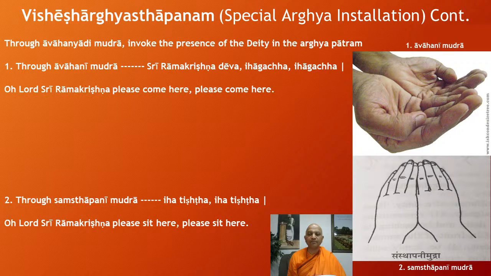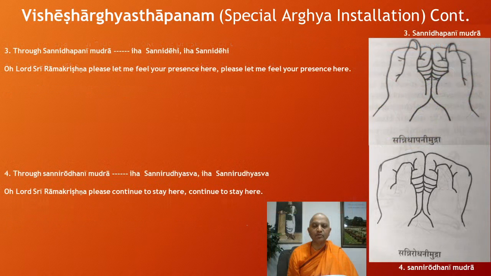Now the third mudra. What is the third mudra? It is Sannidhapani mudra. We are showing the slide and also how to do it. The mudra will be shown on the screen now. You can see the Sannidhapani, the third mudra. How to pronounce that? Sannidhapani, S-A-N-N-I, Dha, Pani. The E is elongated.